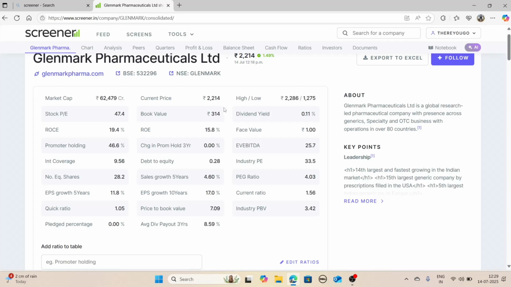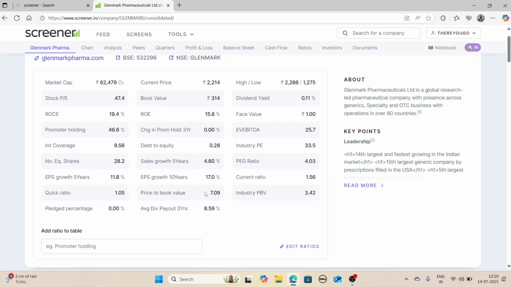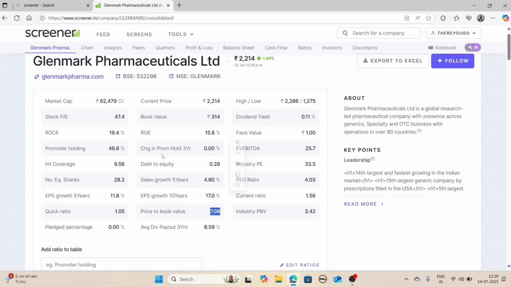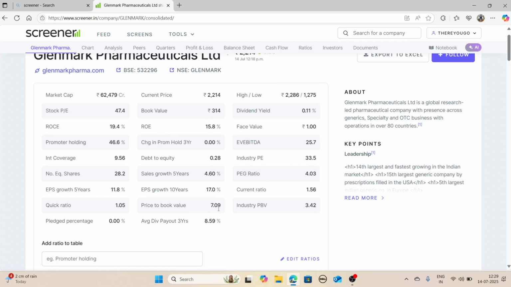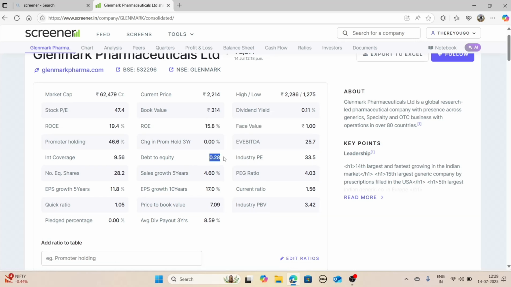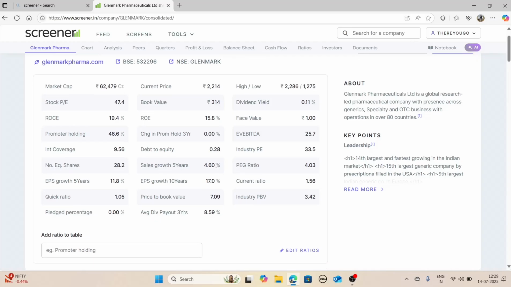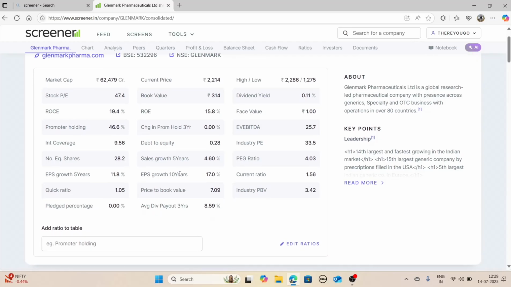Book value is 314, and the current market price is 2140. That means the current market price is around 7 times as compared to the book value. Debt to equity ratio, we can say that they have more equity as compared to debt, but yes, they have debt. It's not a debt free company.